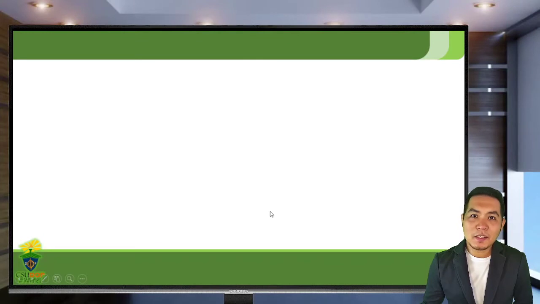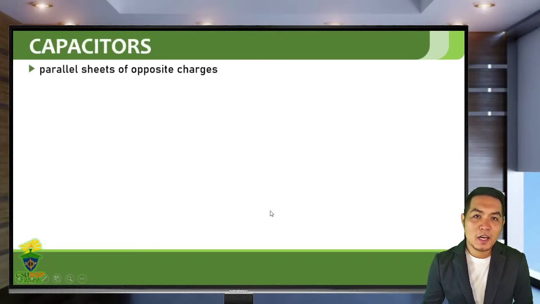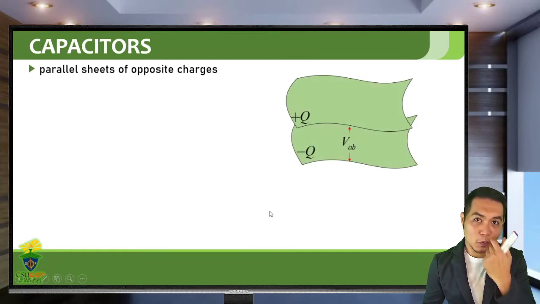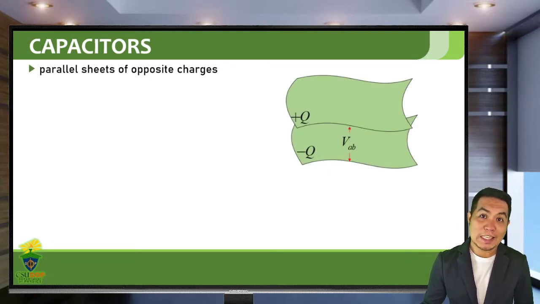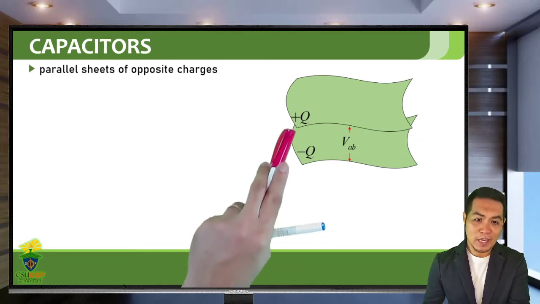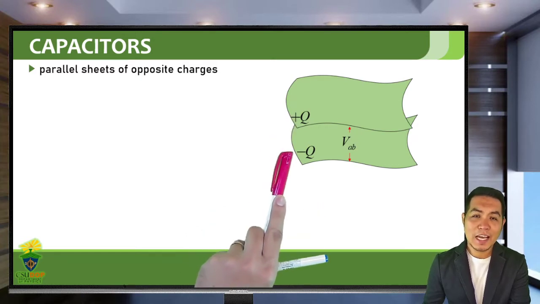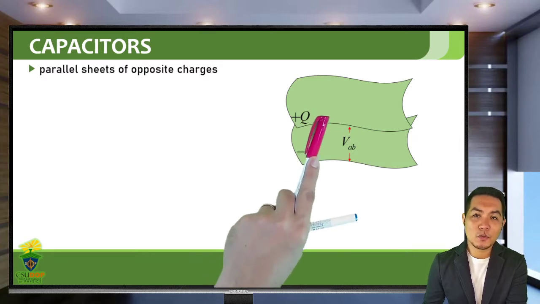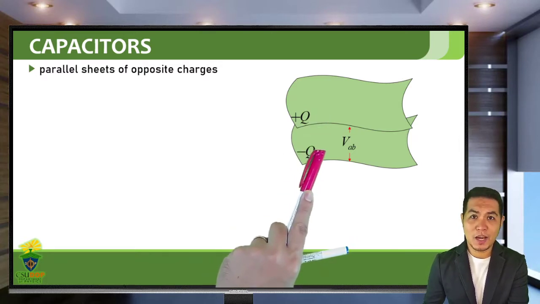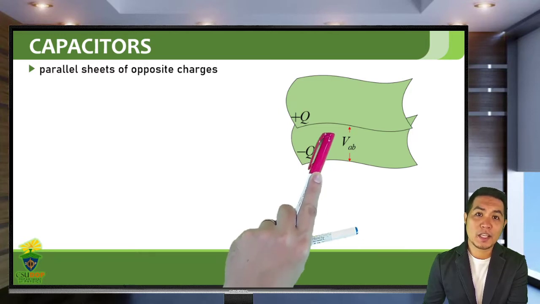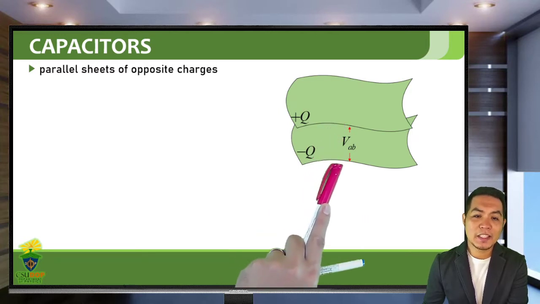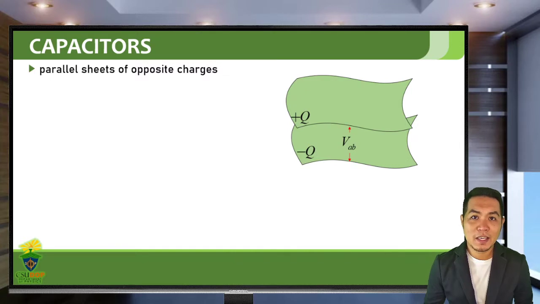A capacitor is basically just parallel sheets of opposite charges. You have two conducting sheets of charge. One sheet has a total positive charge Q, and the other sheet has a total charge of negative Q. These two sheets are parallel with each other, equidistant at all points, and maintained at a potential difference of VAB.